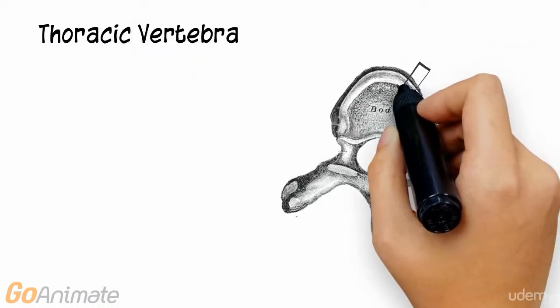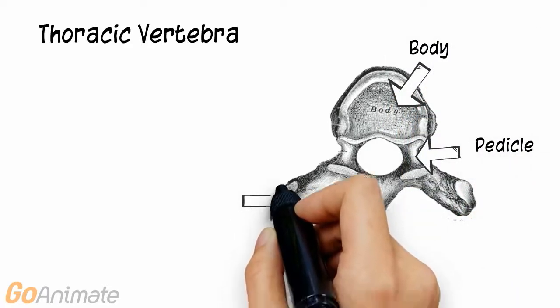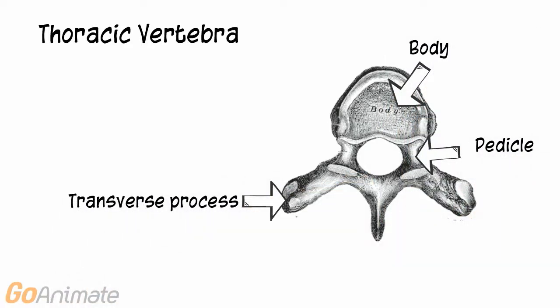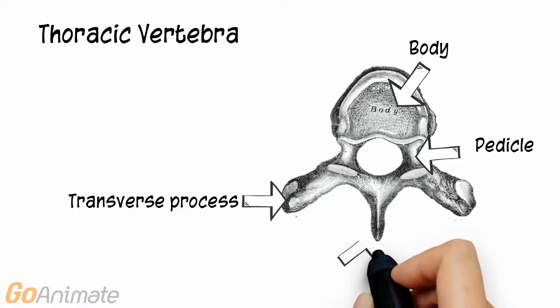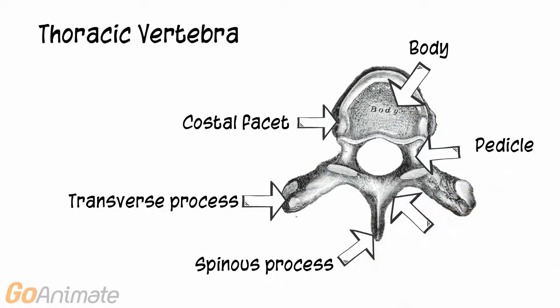The thoracic vertebrae are different from the cervical vertebrae. They contain a larger body than the cervical vertebrae. There are also pedicles, lamina, and a spinous process. The transverse processes in the thoracic spine do not have foramen. The thoracic vertebrae contain flat areas, or facets, where ribs connect.